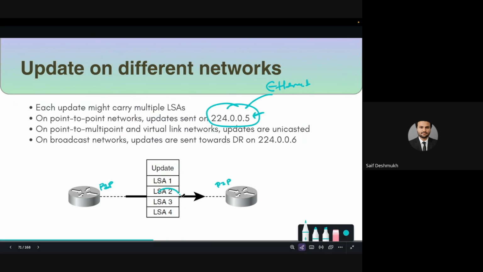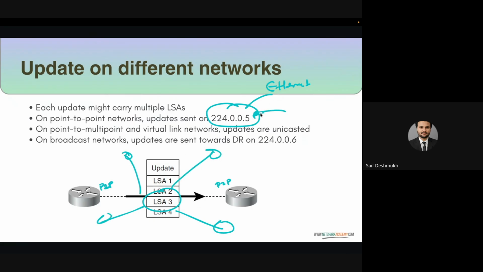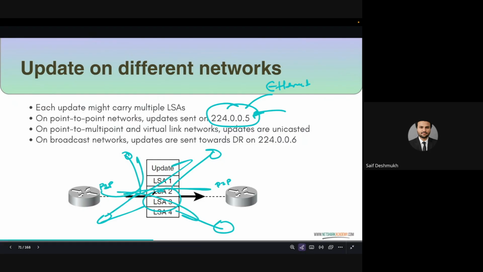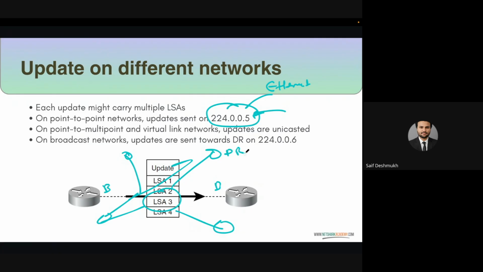But if it's the opposite, you have a switch and multiple routers connected, everyone is going to process on this number. If I send any update packet on .5, everyone is going to receive that, and that's a problem for me. Rather, in a broadcast network, I elect a designated router, and the designated router always listens on .6.